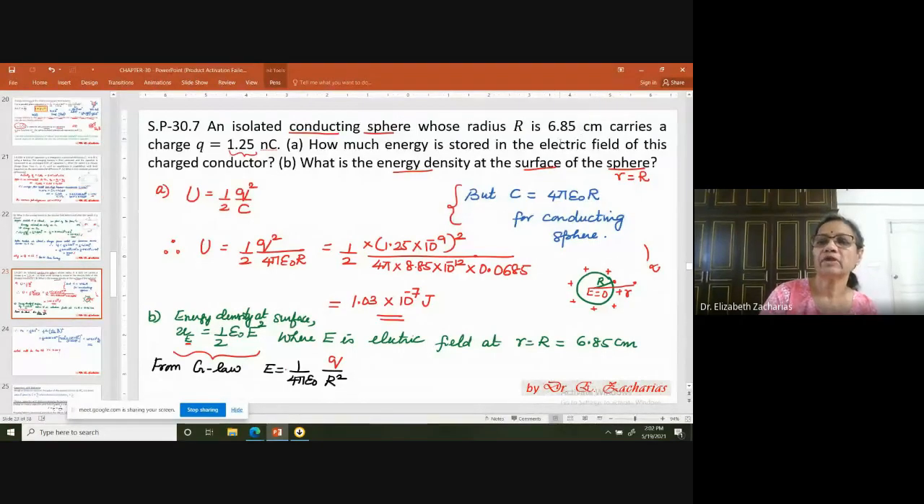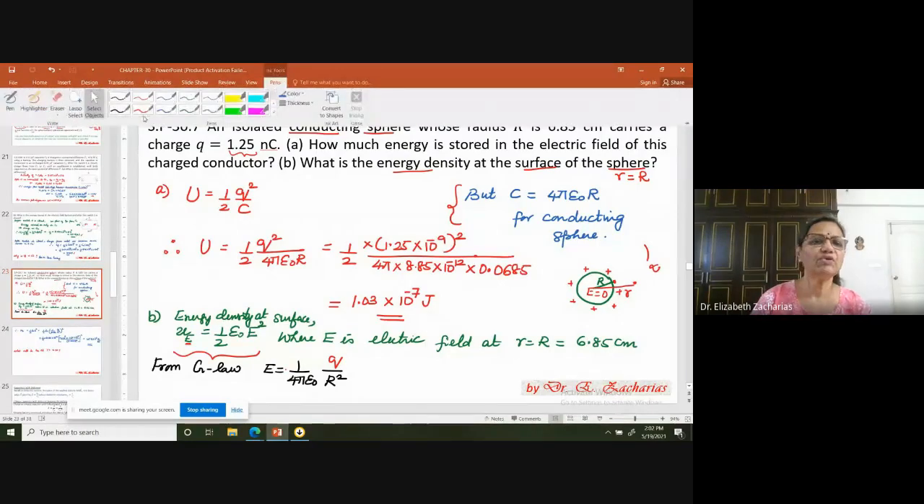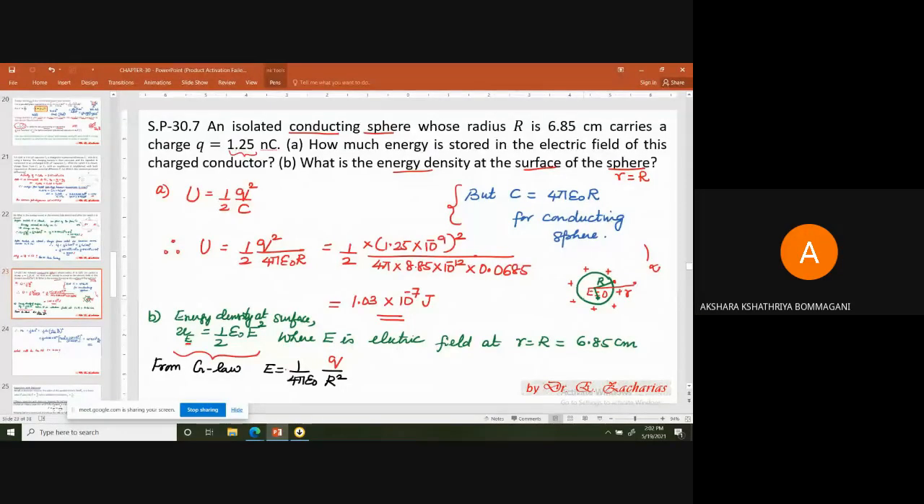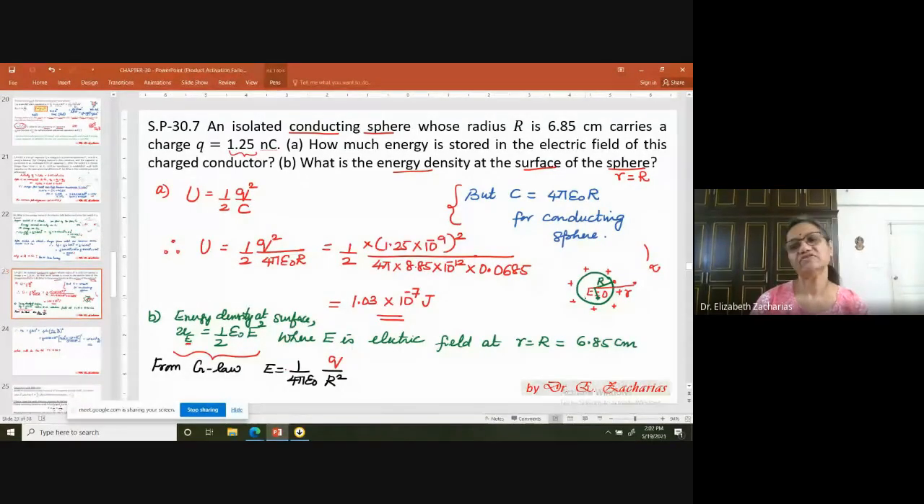Okay. Now I am asking you a question. What will be the energy density? Even without doing anything, you can answer this question. What will be the energy density at a point inside? Zero. Why? Because electric field is zero.